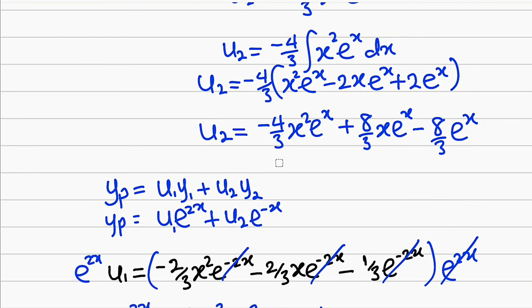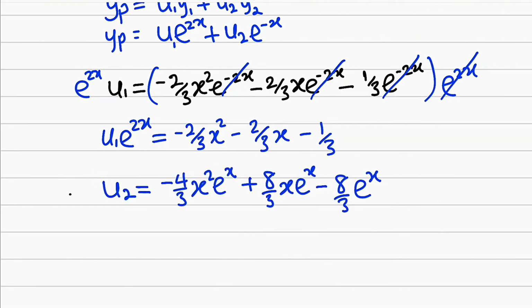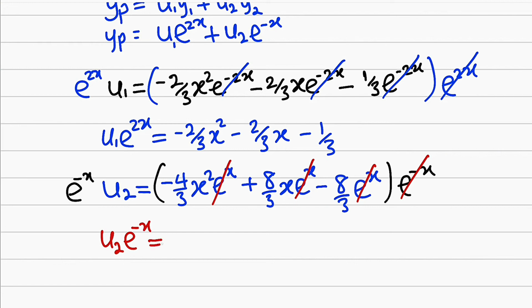Let me copy that as well. We are going to multiply this by e to the negative x. By so doing, all of this e to the x will cancel. So we have u2 e to the negative x equal to negative 4 over 3 x squared plus 8 over 3 x, then minus 8 over 3. Okay, we are almost done. All we have to do is to add this equation and this equation together to obtain our particular solution.